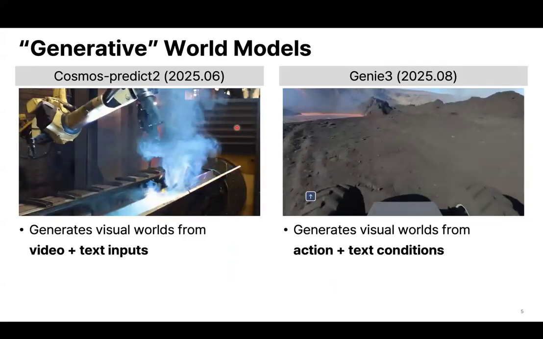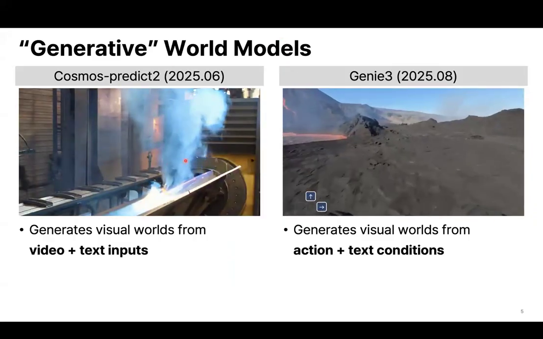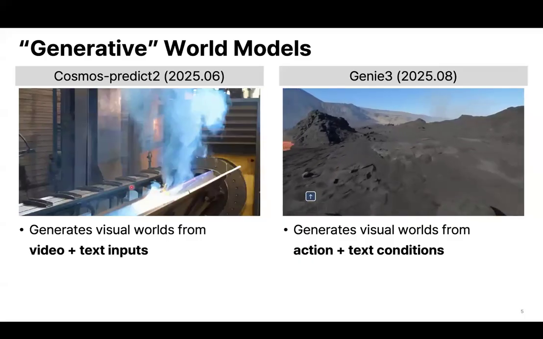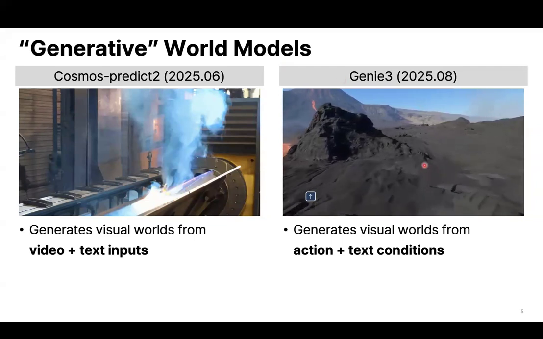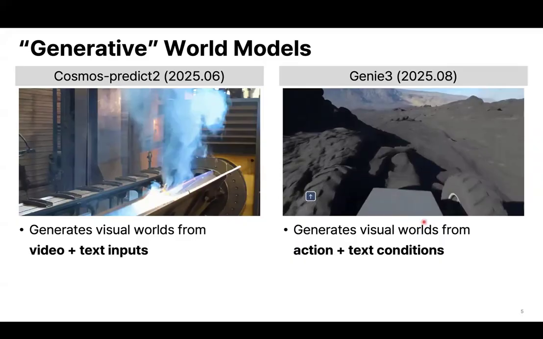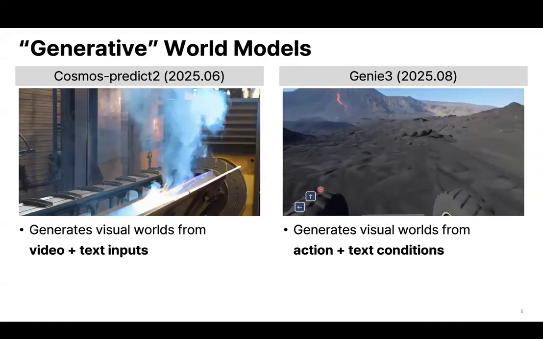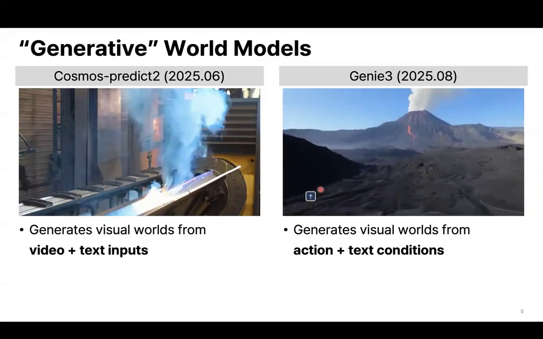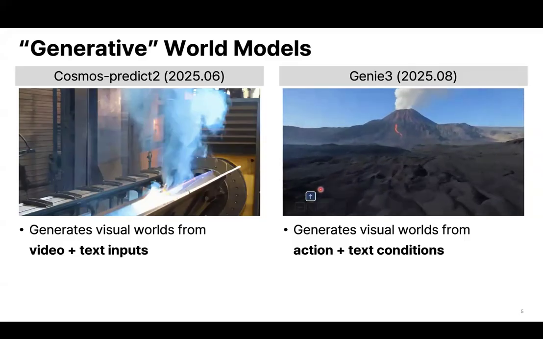Here are two recent generative world models. First is Cosmos Predict 2 from June 2025. It generates a visual world by combining video and text inputs. Second, Genie 3 from August 2025. It generates a visual world conditioned on actions and text. This model shows how world models are moving beyond pure prediction to reach generative simulations.